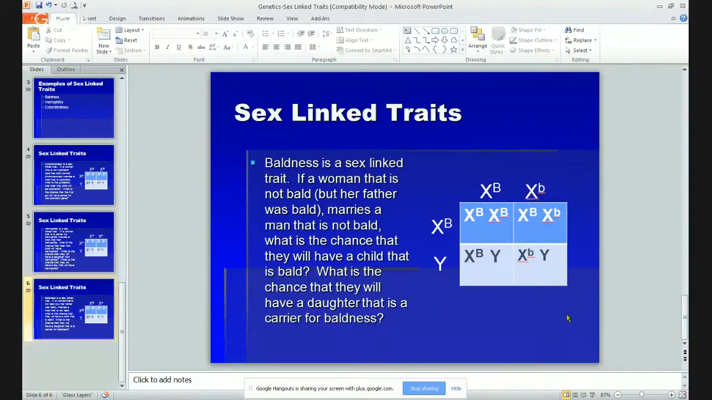So a woman is not bald. So she definitely has at least one normal gene. Her father was bald. So that means that she had to get that baldness gene from her father. That's the only way, because dad only has one X chromosome. So we know that she's a carrier for baldness at that point.